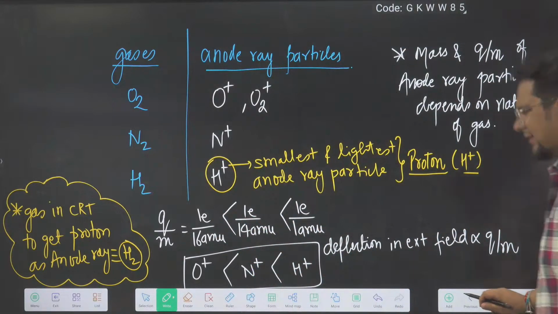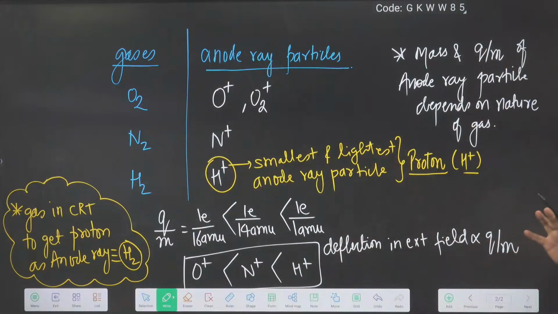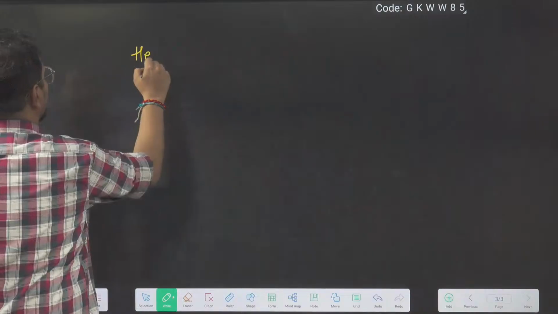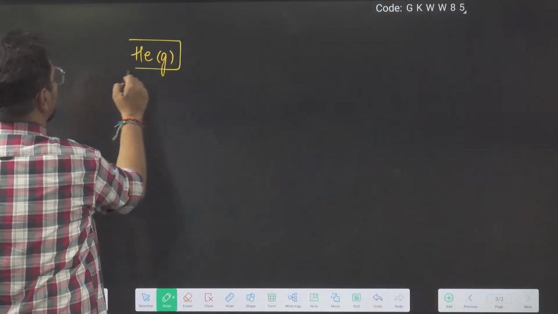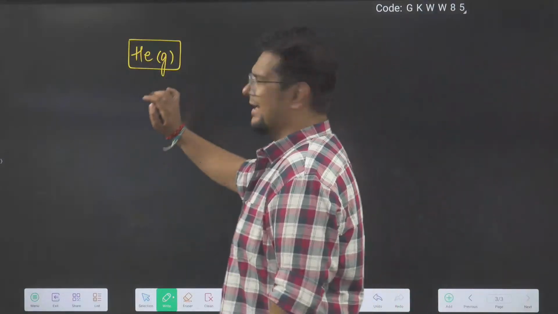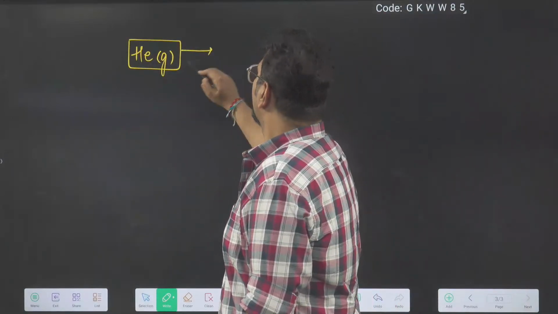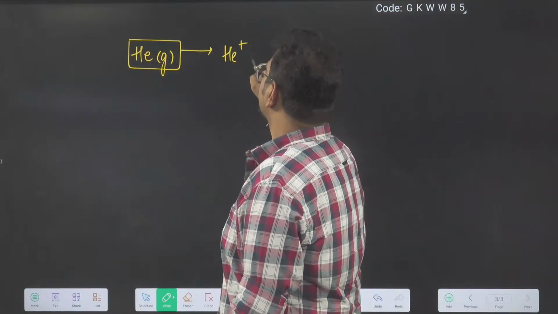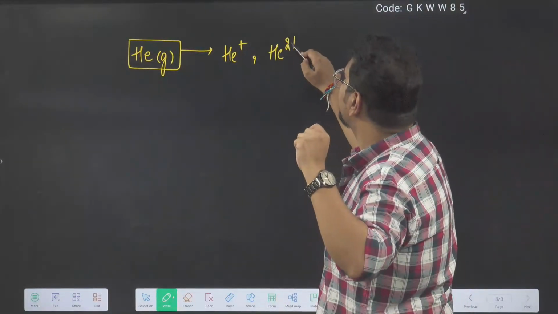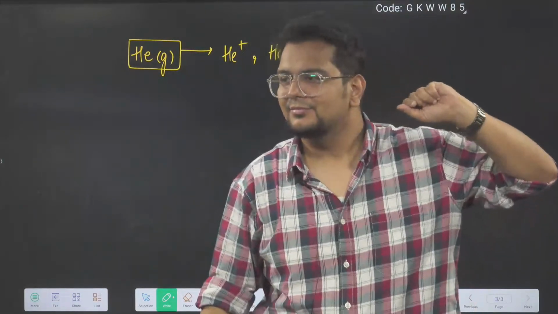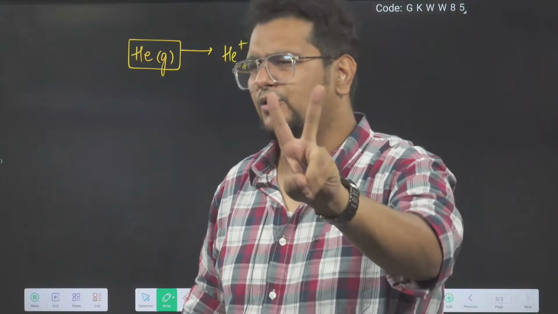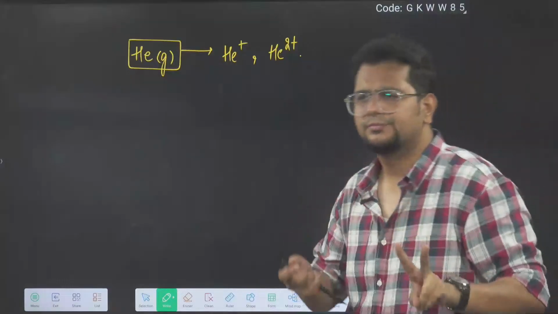One example I am taking, we take helium gas. In the cathode ray tube, I have taken helium gas. It can form He plus by releasing one electron. It can form He2 plus by releasing two electrons. Helium atom has only two electrons, so it can form only +1 and +2.